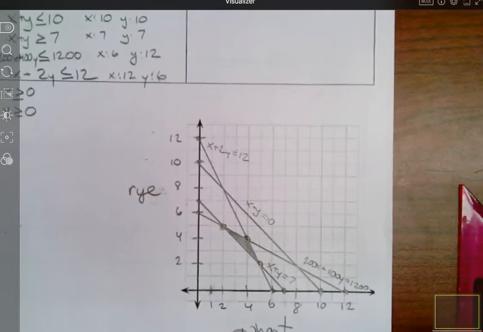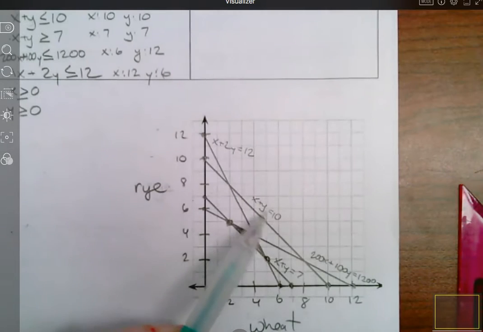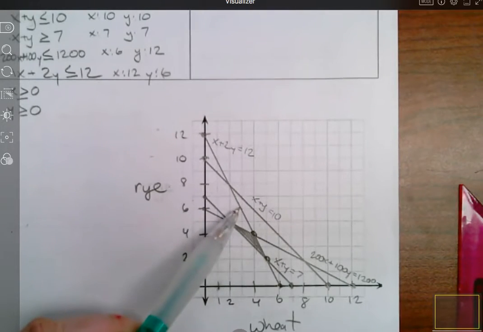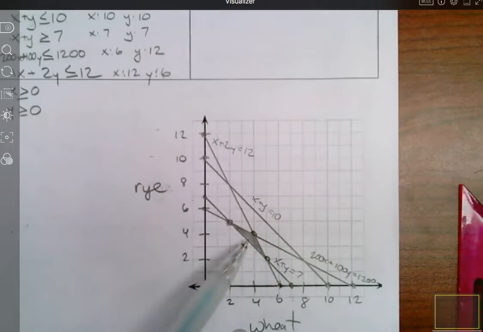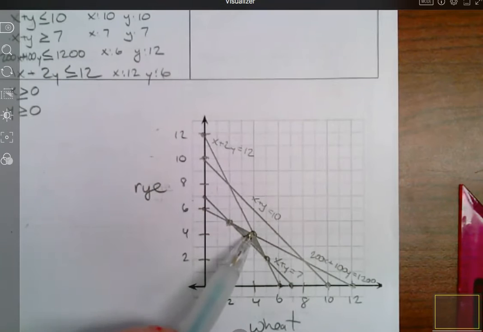Okay, so I've gone and I've graphed these, and just want to point a couple things out. The x plus y equals 10 actually doesn't affect the feasible region at all, because we're below this line and below that line, and above the x plus y equals 7. So our feasible region is this small triangle here. So we need to know these points. Our maximized profits are going to occur at one of these points.